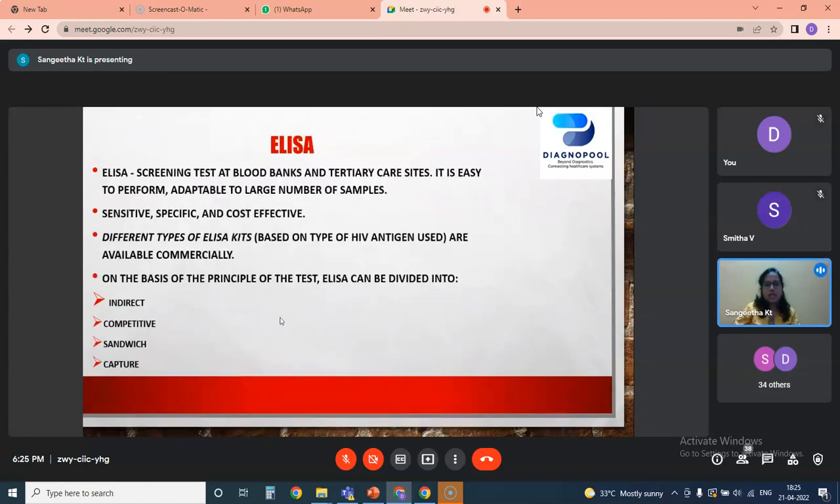So first let's discuss the ELISA platform. ELISA is used as a screening test mainly at blood banks and tertiary care centers. It is easy to perform, adaptable to a large number of samples, highly sensitive, specific, and cost effective. There are different types of ELISA kits available based on the type of HIV antigens used. On the basis of the principle of the test, ELISA can be divided into indirect ELISA, competitive ELISA, sandwich ELISA, and capture ELISA. I will not be going into each one in detail.